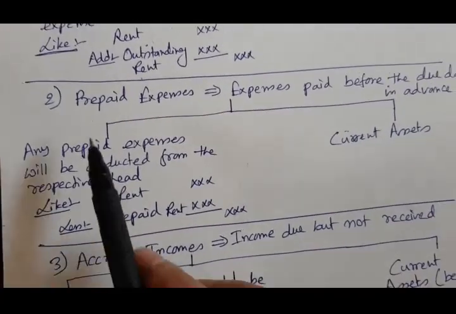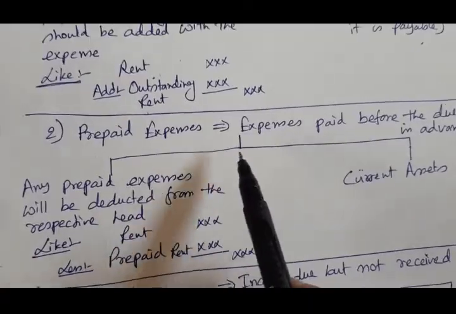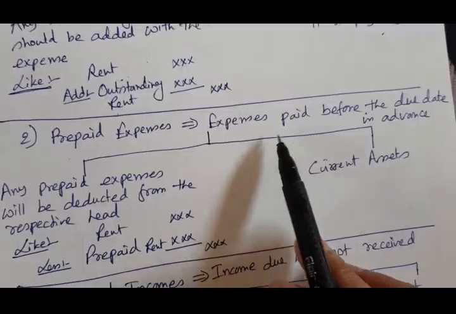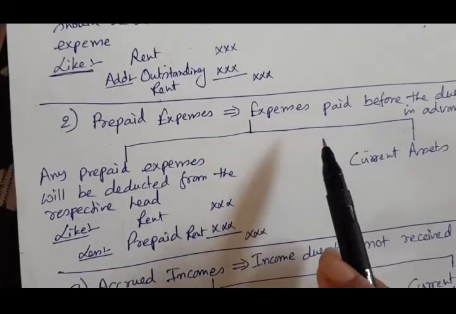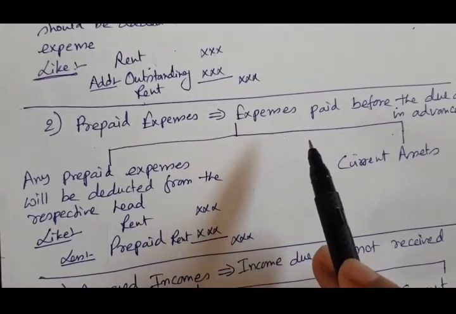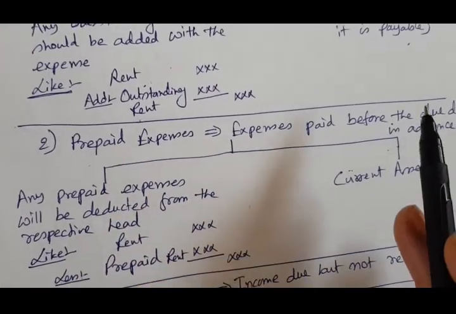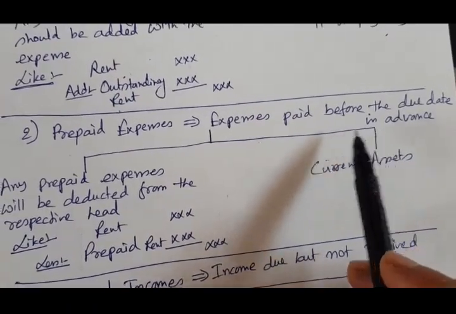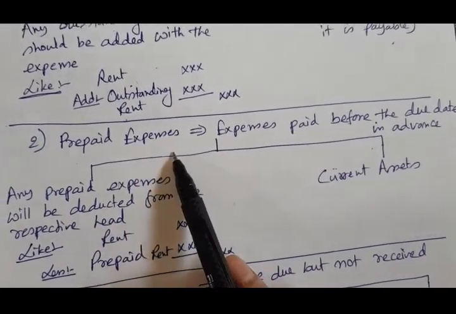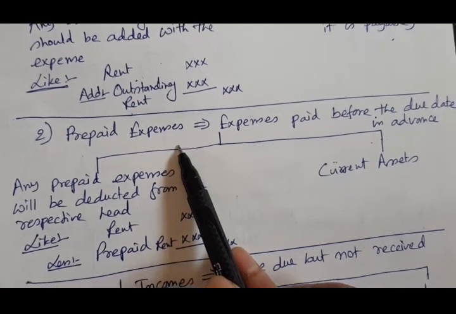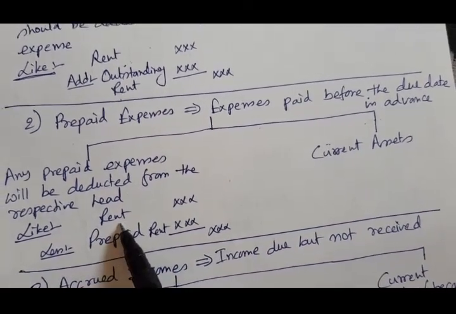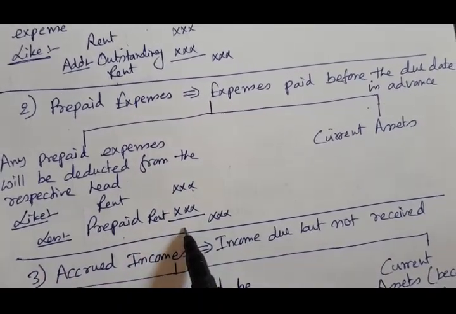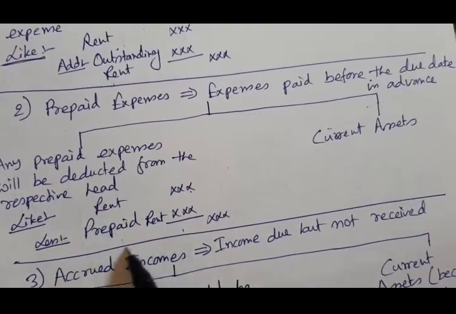See, prepaid expense. From the name only we can have an idea that we are paying in advance. So the expense is paid before the due date. Suppose we have paid the rent for the month of April, along with that for the month of May. May's due date has not yet come, but we have paid it. This is called prepaid. Any prepaid expense, if it is given, should be subtracted from the respective head. Like rent, less prepaid rent, we have to subtract it like this in profit and loss account.